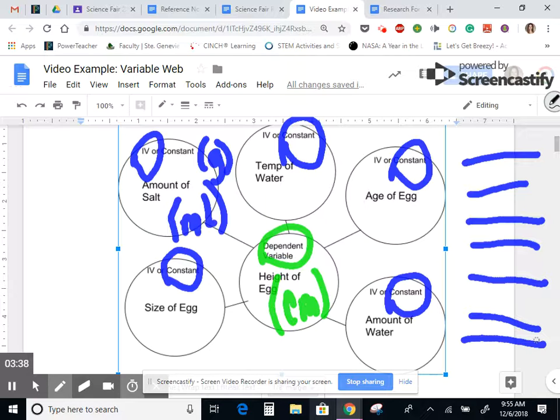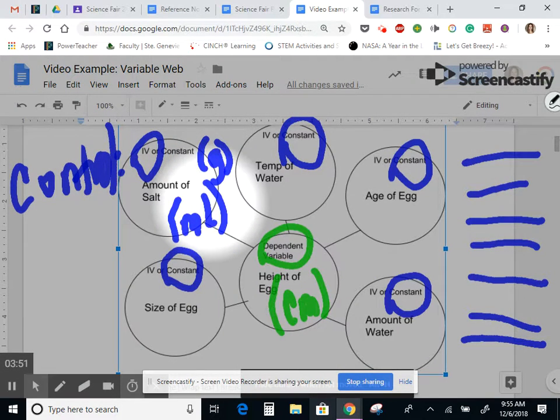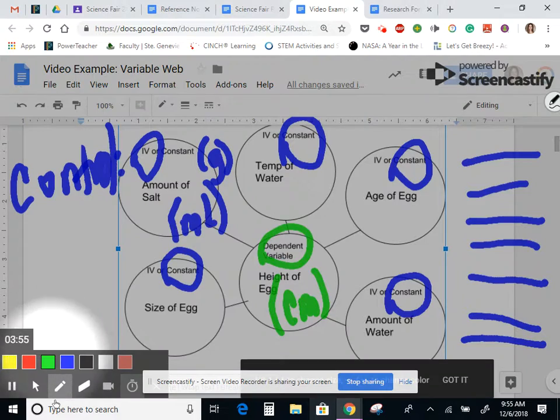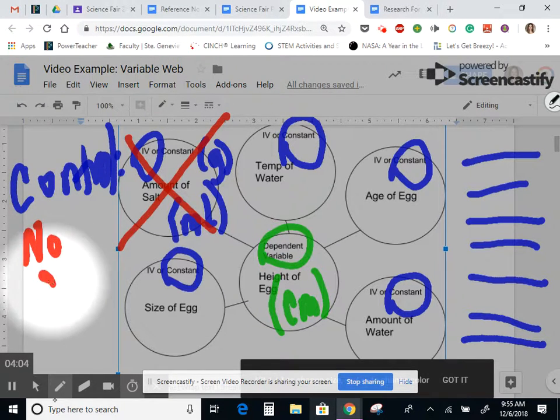Lastly, we have our control. Our control is not on this variable web. It is listed below, but our control is no IV or the norm. So we're going to focus on this IV right there, and for no IV or the norm, we're going to cross out that IV. So our no IV, or our control, would be the cup with no salt.